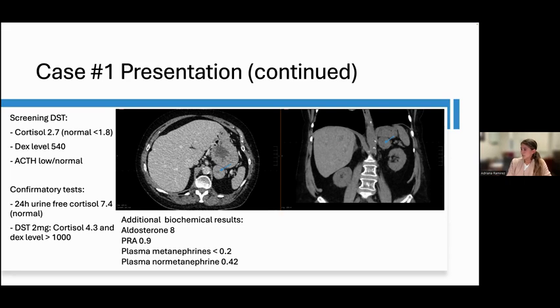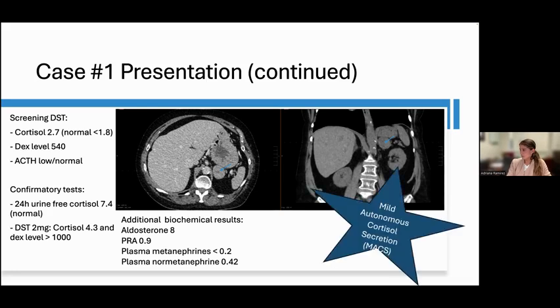The rest of the biochemical workup was normal, and the dedicated CT, as you can see by the arrows, showed a 4-centimeter left adrenal mass consistent with an adenoma. This is most suggestive of mild autonomous cortisol secretion. In these cases, the cortisol level, as I said, would be between 1.8 to 5 with proper stimulation. One of the primary reasons I shifted away from doing a 24-hour urine cortisol, even as my confirmatory testing, is that this will be normal in MACS.